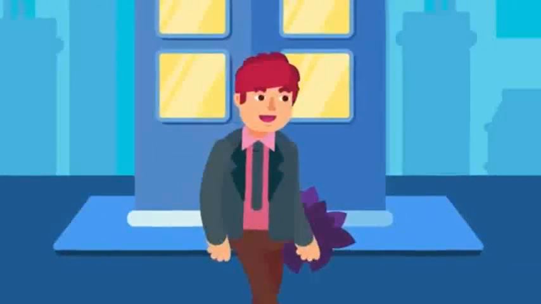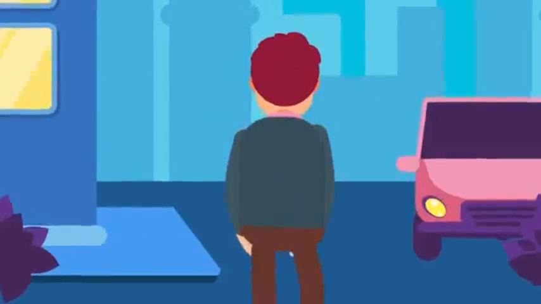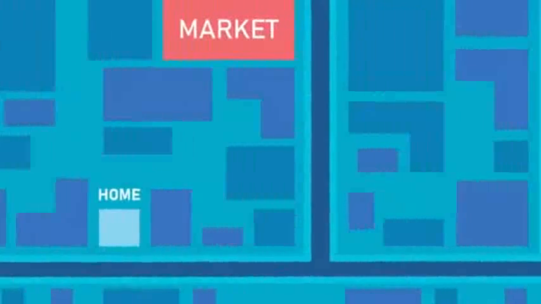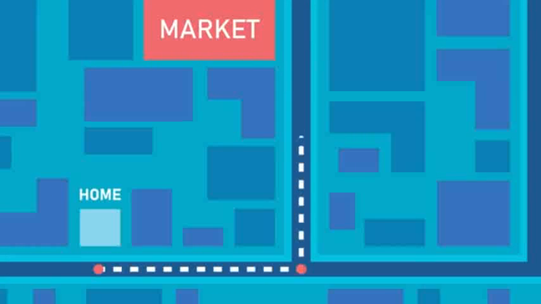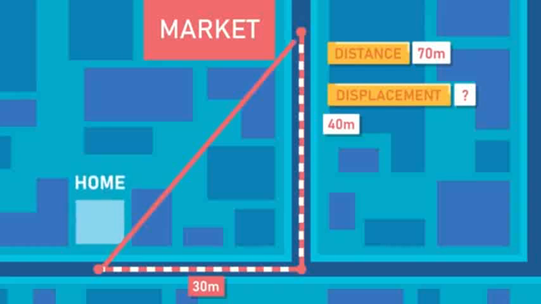Imagine we're going to the market by walking 30 meters straight and then take a left turn for another 40 meters walk. The total length of path traveled can be defined as distance. And in this case, 70 meters is the distance from our home to the market. Now what is displacement? Displacement is the shortest distance from our home to the market.